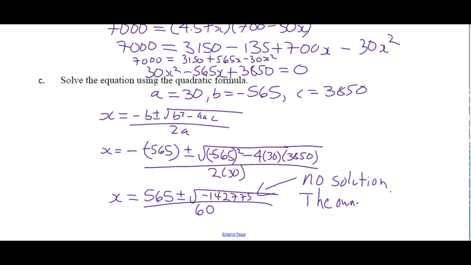The owners can't generate revenue of $7,000.